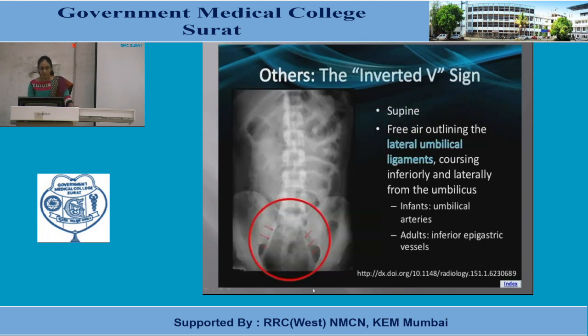This X-ray is taken in supine position, and there are multiple air-filled small bowel loops noted, and there is also a loaded ascending colon and descending colon seen, and there is visualization of the lateral umbilical ligament by the free intraperitoneal air. This is giving the inverted V sign.